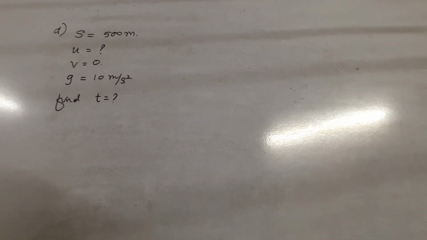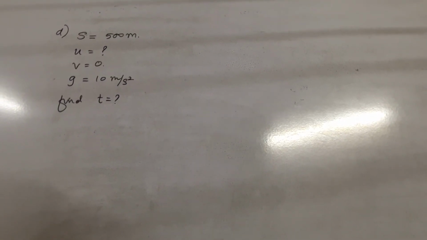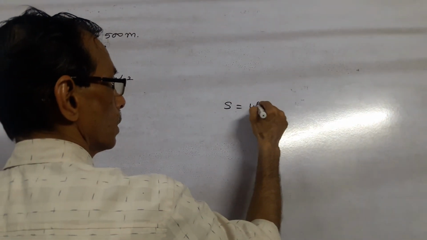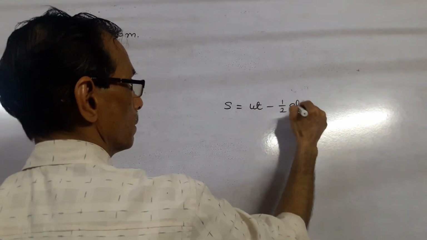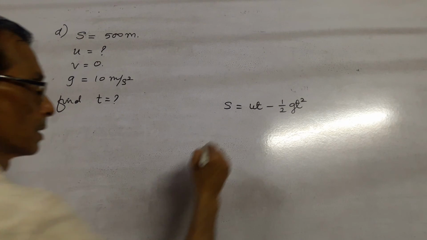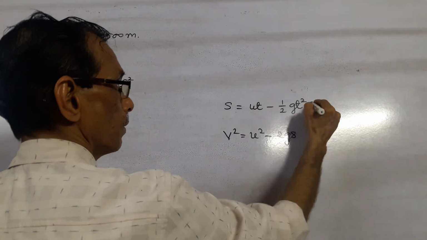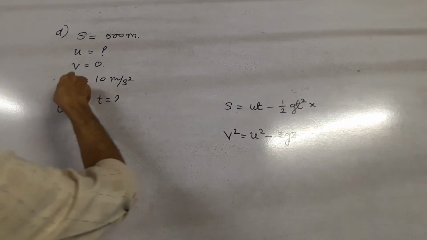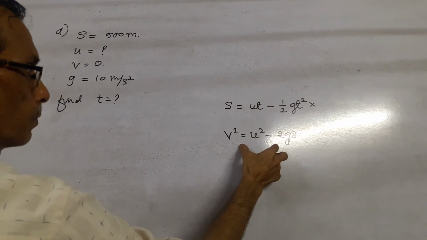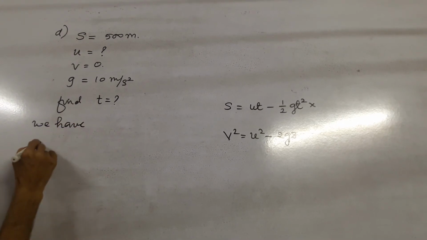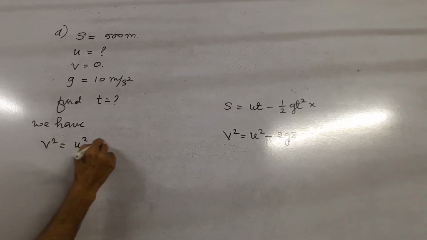Achha, the body will attain the maximum height when its final velocity will be 0, and therefore v is equal to 0. And g is given 10. Achha, we have two formulae. The first one is s equal to ut minus half gt square. And second one is v square equal to u square minus 2gs. Now we will not take the first formula because here v is not given. So we will take this formula, v square equal to u square minus 2gs.